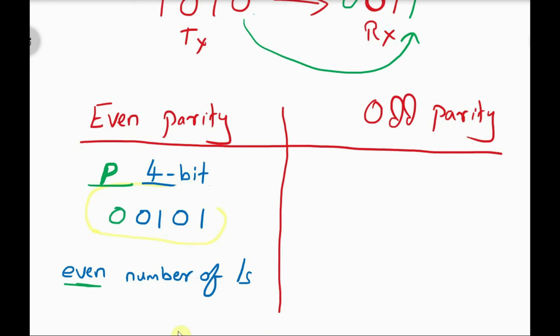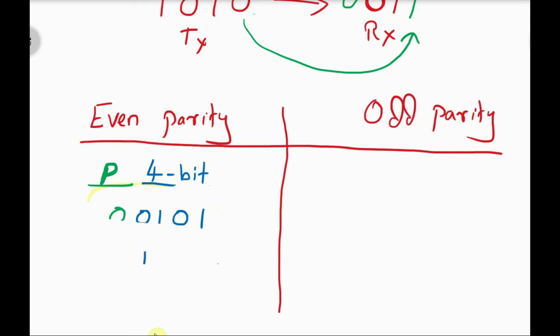Now the number of ones in this code is 2. There are only 2 ones available in this code. So 2 is an even number. We have an even number of ones in this code. This is even parity. So whatever 4-bit code is given, we can easily convert it to even parity.